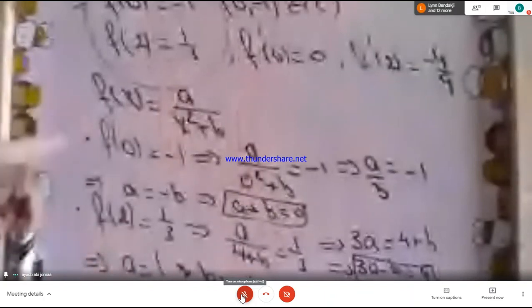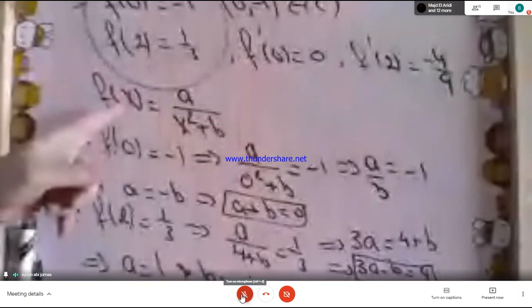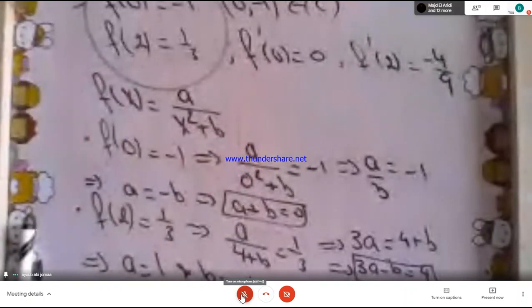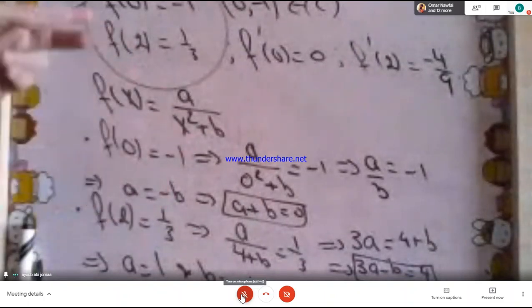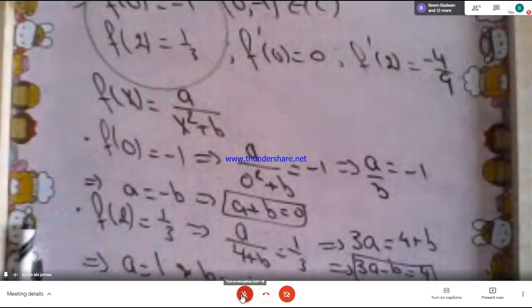Here, you are given in the exercise in part E that the function f of x is equal to a over x squared plus b. You have to find a and b. From these two, f of 0 equal to negative 1 and f of 2 is equal to 1 over 3.